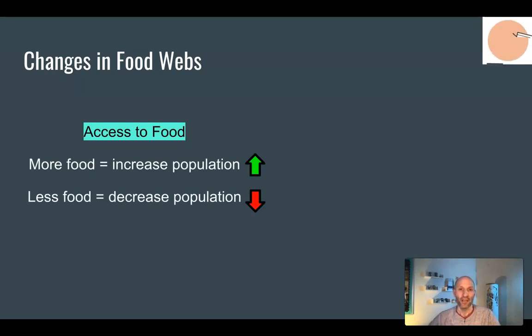The first is to affect the access to food. So if a population has more food, well then you'll increase that population. That makes sense. If there's more food available, then a population can grow and reproduce more. If there's less food, well then that population will decrease. If there's less plants, then the animals that eat those plants, some of them will start to die and that population will get smaller.